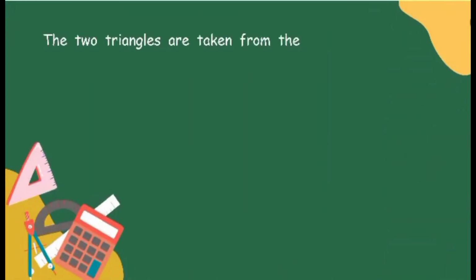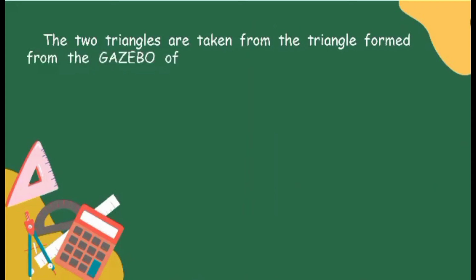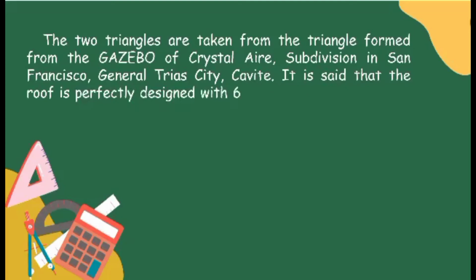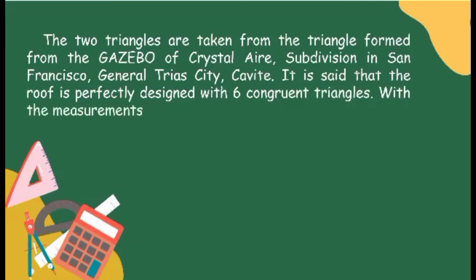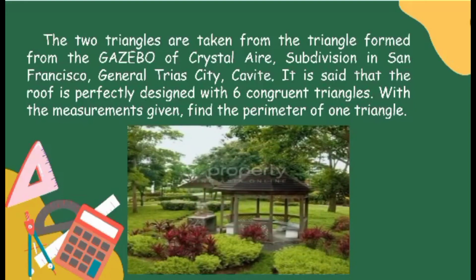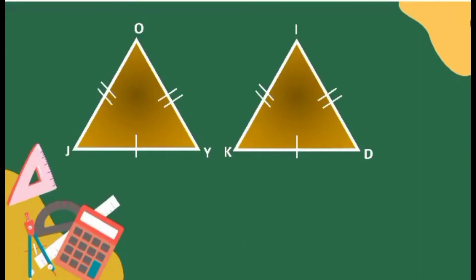The two triangles are taken from the triangle formed from the gazebo of Crystal Air Subdivision in San Francisco, General Trias City, Cavite. It is said that the roof is perfectly designed with 6 congruent triangles. With the measurements given, find the perimeter of one triangle. But before that, this is the gazebo of Crystal Air Subdivision. These are the two congruent triangles taken from the gazebo.